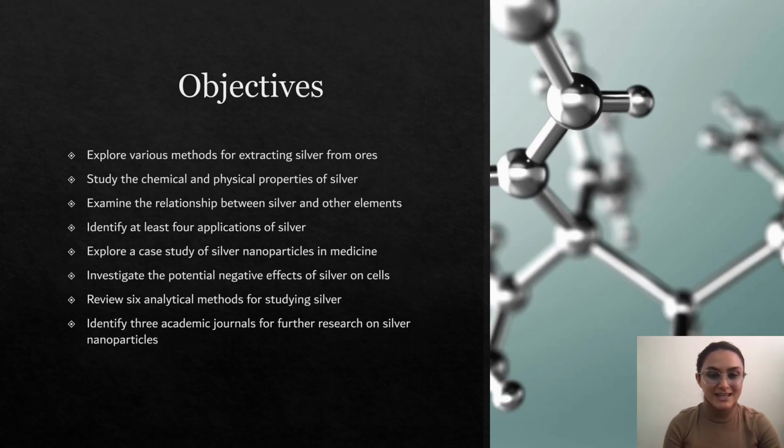So, throughout this presentation, we will be going over the following objectives. We will explore various methods for extracting silver from ores, study the chemical and physical properties of silver, examine the relationship between silver and other elements, identify at least 4 applications of silver, explore a case study of silver nanoparticles in medicine, investigate the potential negative effects of silver on cells, review 6 analytical methods for studying silver, and identify 3 academic journals for further research on silver nanoparticles.